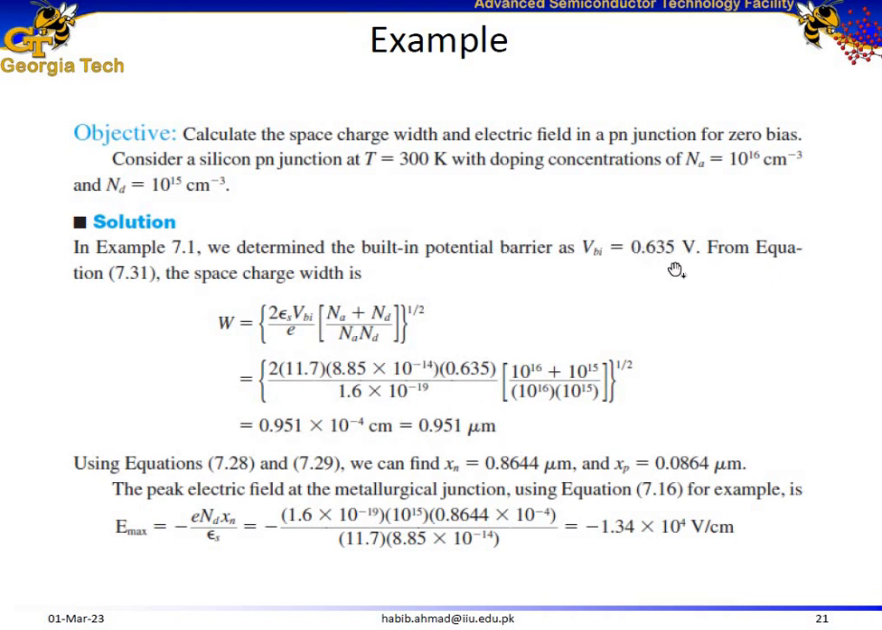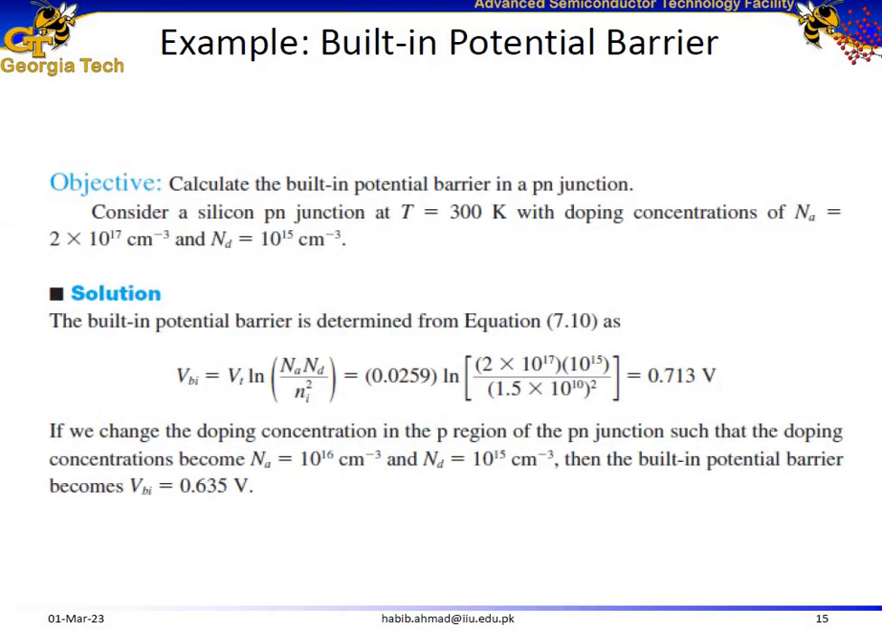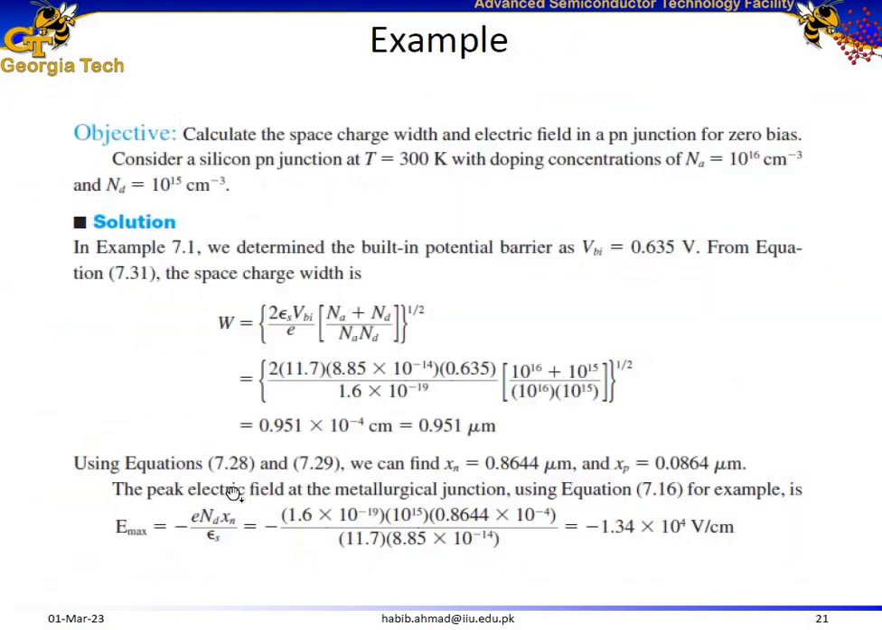But we have to calculate the built-in potential, and the built-in potential is calculated as in the previous example, using this equation. Acceptor doping is given, donor doping is given. Intrinsic carrier concentration for silicon, we already know, at room temperature has this value. And in this example, the acceptor and donor dopings are these ones. So the built-in potential is 0.635. Replace the value of VBI and all the other values, and now the space charge width is 0.951 × 10^-4 centimeter, or 0.951 micrometers.